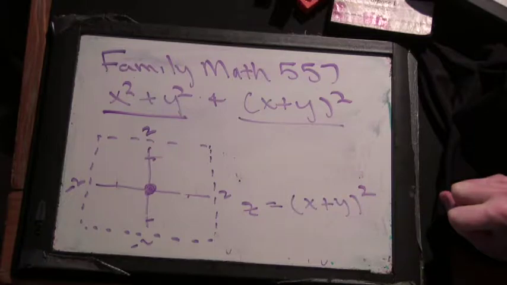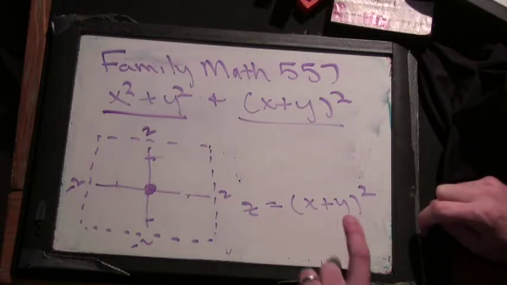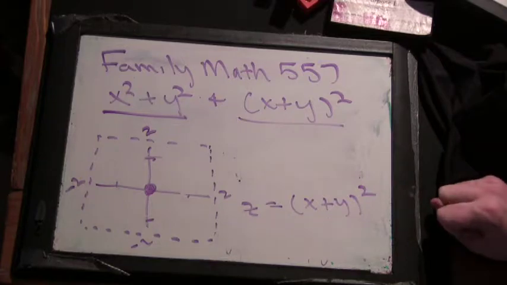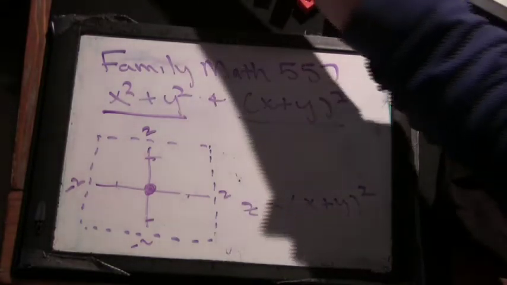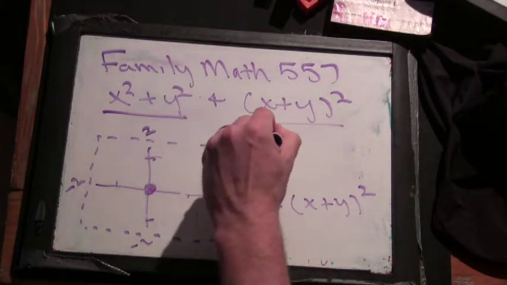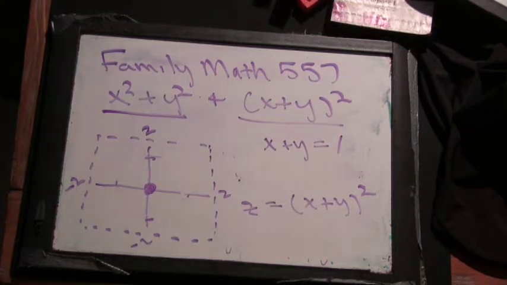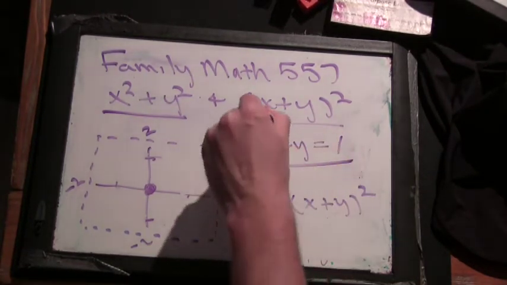Anything else? Well, x plus y could be 1. If z is 1, x plus y could be 1. Yep. x plus y could be minus 1. Minus 1. Yeah. Okay. So here's an interesting question. Let's look at x plus y equals 1 first. What does that look like? What does this equation x plus y equals 1 look like?